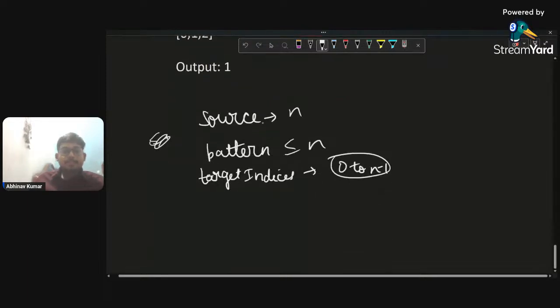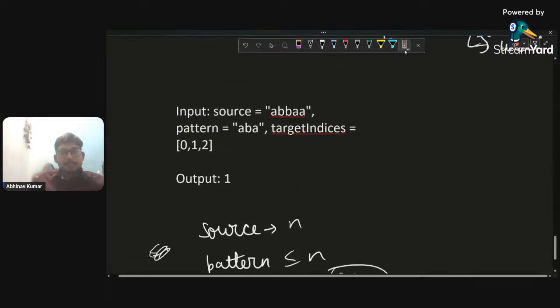Let's say this is our source, that means we are given this string. Now target indices is 0 1 2. If we do zero based indexing of our source string, then all those indices which are in the target indices can be marked as deletable from the source. So 0 1 2 can be deleted from the source, but those not present in the target indices array, like 3 and 4, cannot be deleted from the source. That's one condition.